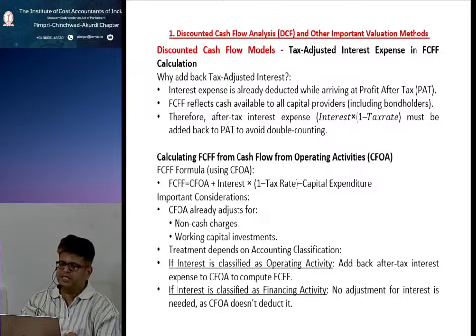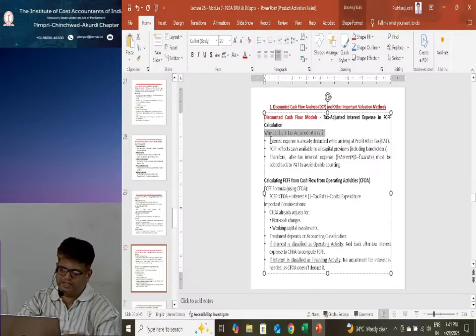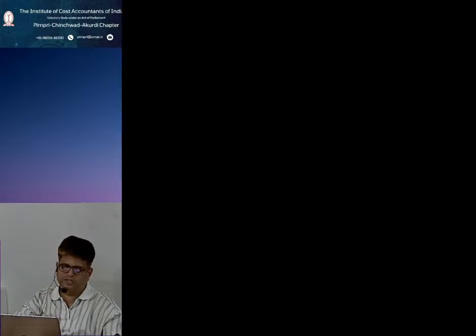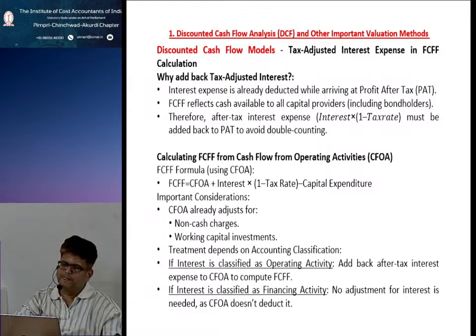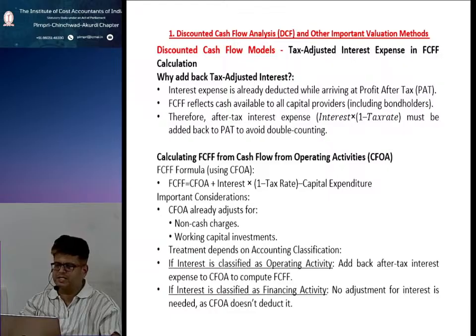Now let's see the tax adjusted interest expense in FCFF calculation. Why add back tax adjusted interest? The purpose is that interest expense is already deducted while arriving at PAT. That's one of the reasons, so that there is no double deduction. And FCFF reflects cash available to all capital holders, including the bond holders also. Therefore after tax interest expense, which is equal to interest into 1 minus tax rate, must be added back to PAT to avoid double counting. So that's the logic behind adding back the tax adjusted interest.